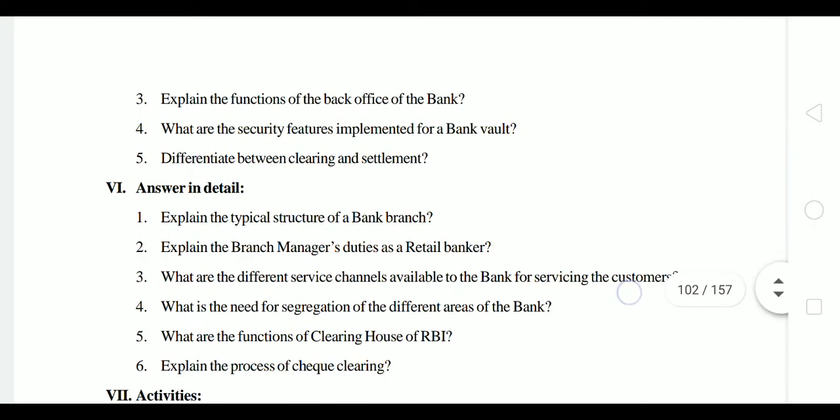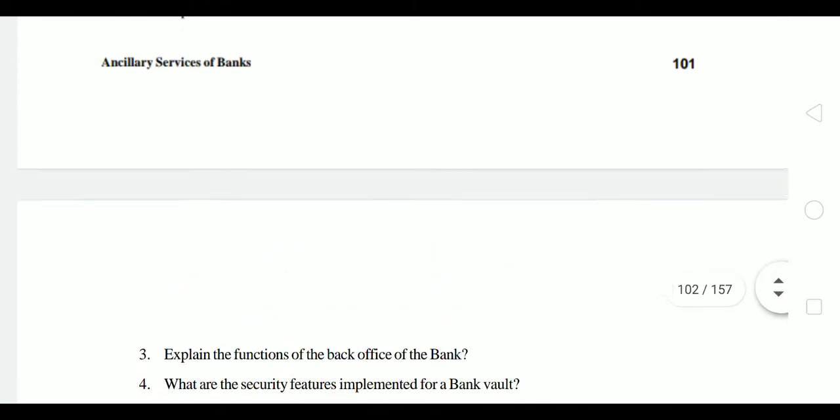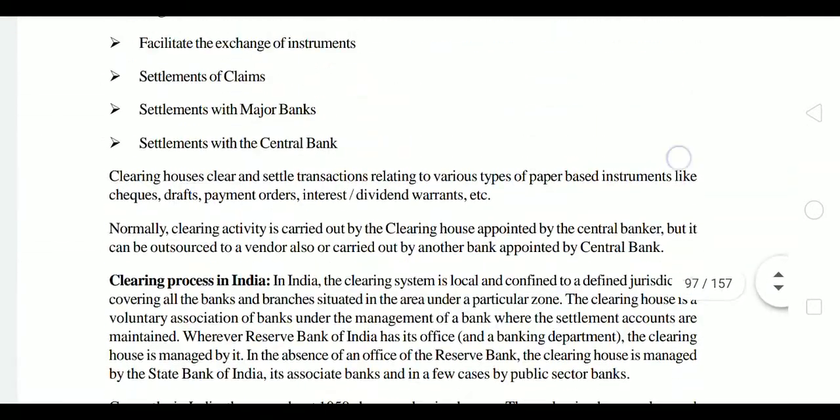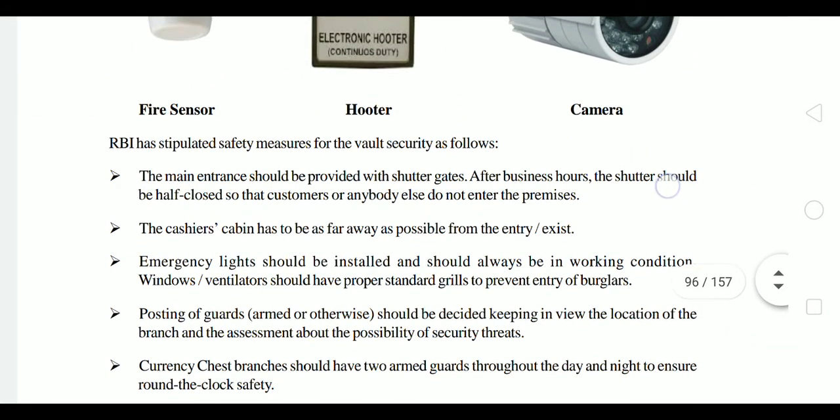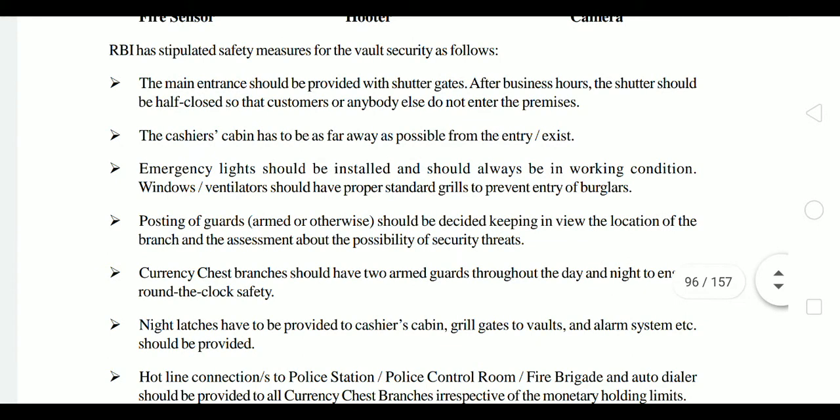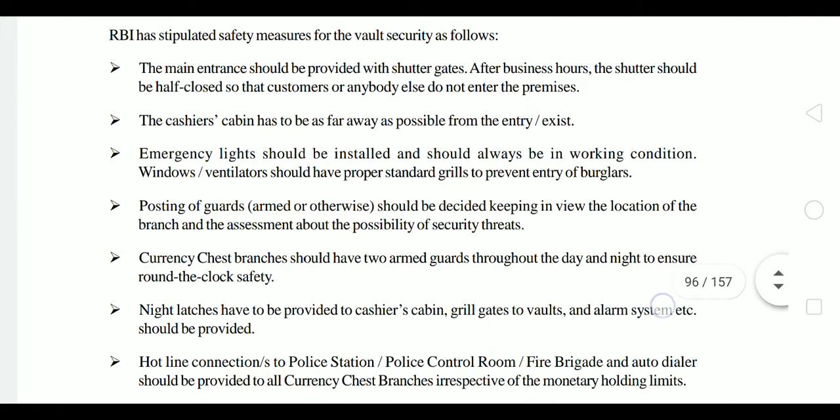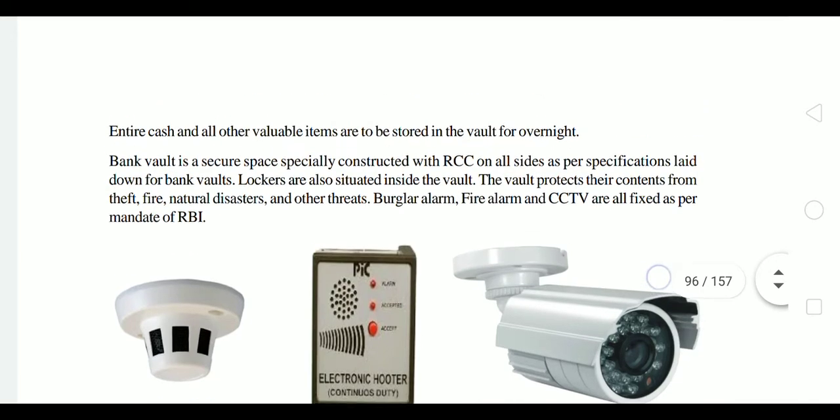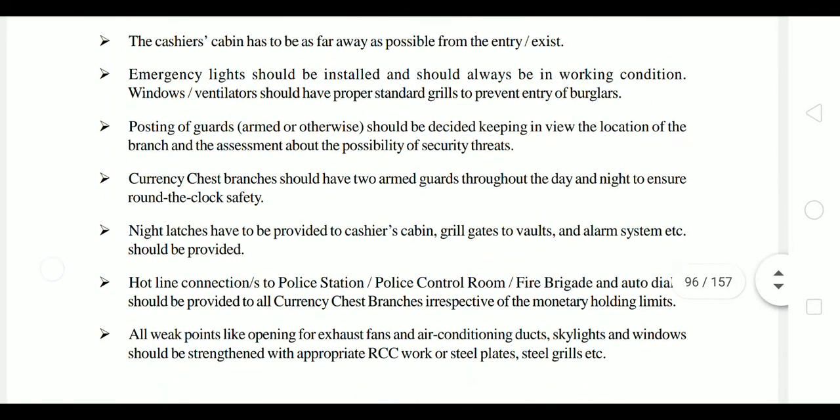Next, what are the security features implemented for a bank vault? Here I will show you where the security features are. See, these are the safety measures for vault security. You have to write all this: the main entrance should be provided with shutter gates and all. See, emergency lights should be installed, the cashier's cabin has to be far away, then the currency chest and all. These are all the features of vault security.